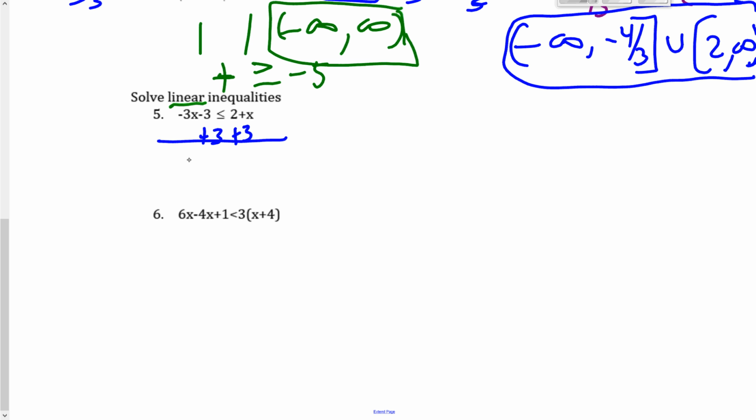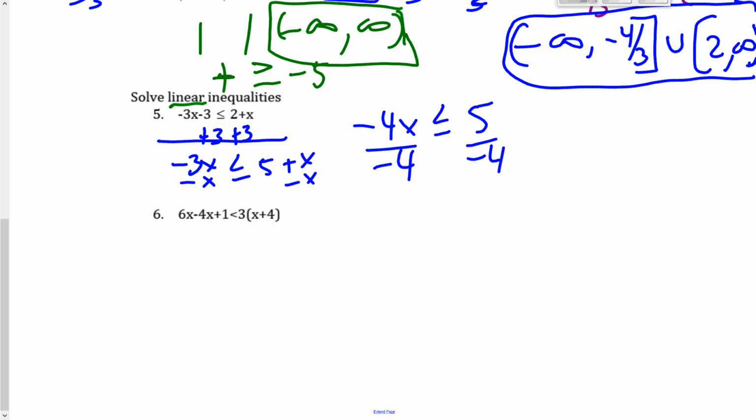So we get negative 3x is less than or equal to 5 plus x. Then we could subtract x on both sides. So then we have negative 4x is less than or equal to 5. And now here I divide by a negative. So since I divided by a negative, that means I need to flip this inequality. Okay, so I need to flip that. It goes the other direction. Now I could put this on a number line. As long as I flip my inequality correctly, then I should be fine.